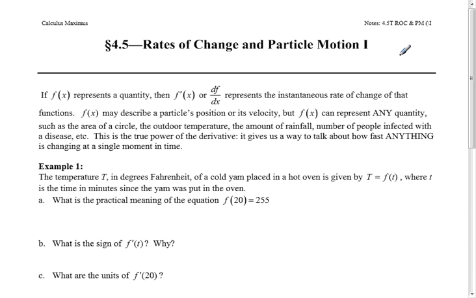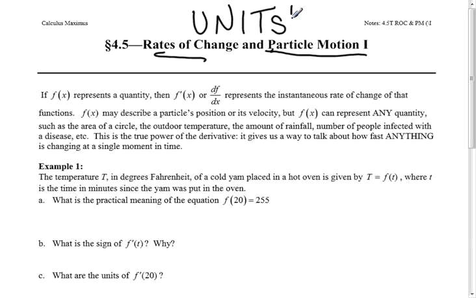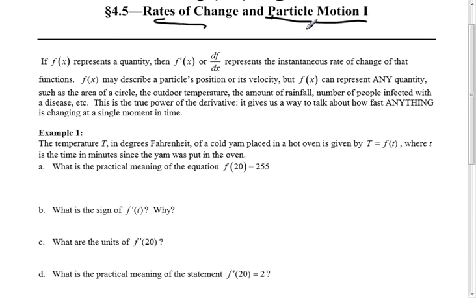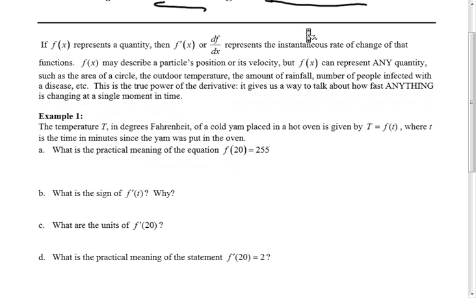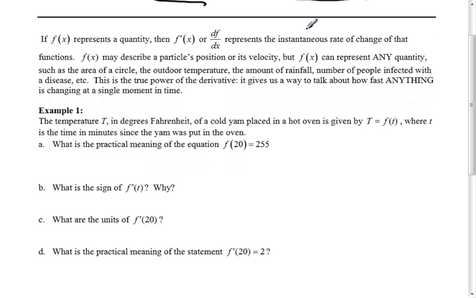Okay, so rates of change in particle motion 1. That implies there's going to be a particle motion 2 later on in the year. So what we have here is rates of change, and today the key word is going to be units. Units are extremely important. You can read this here, but basically what we're saying is what we said in the beginning of the year.